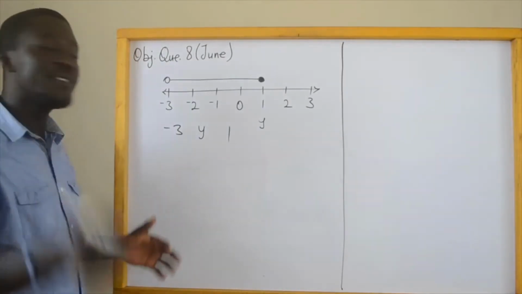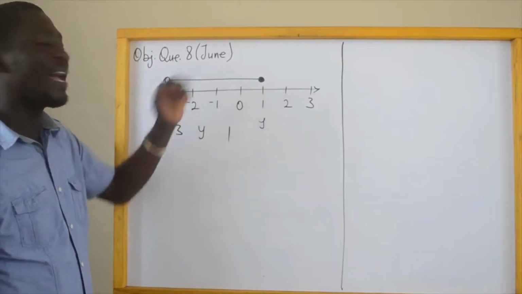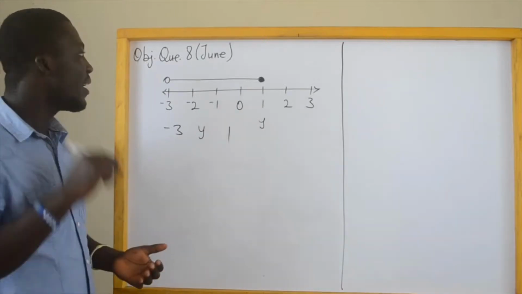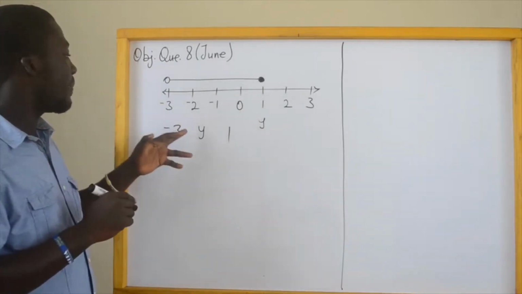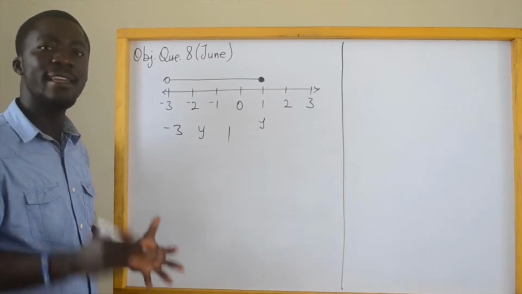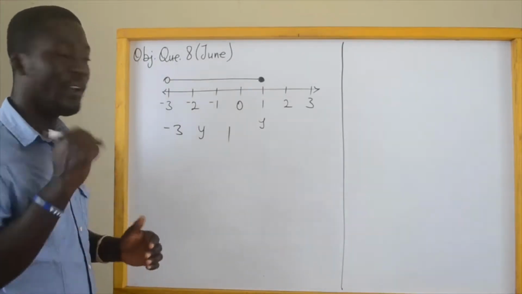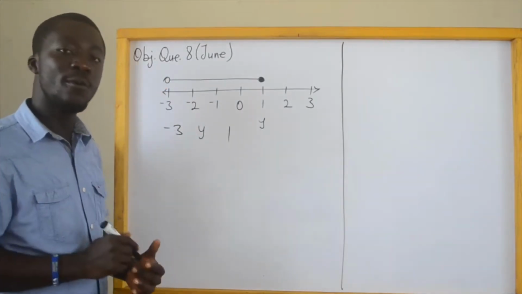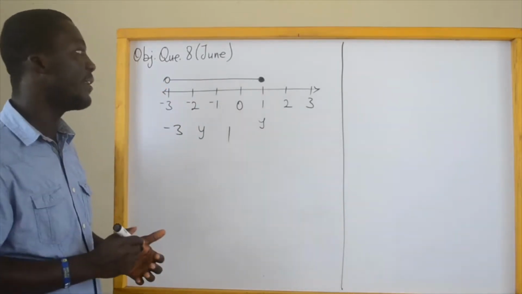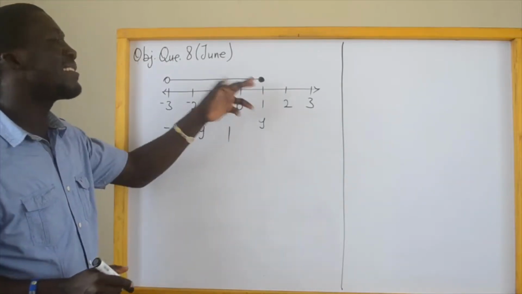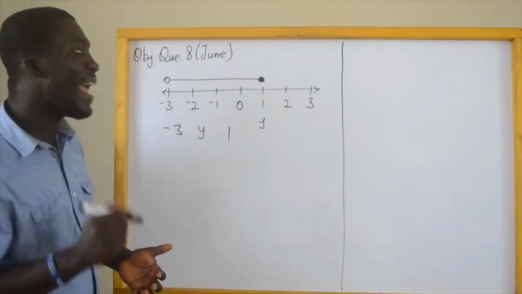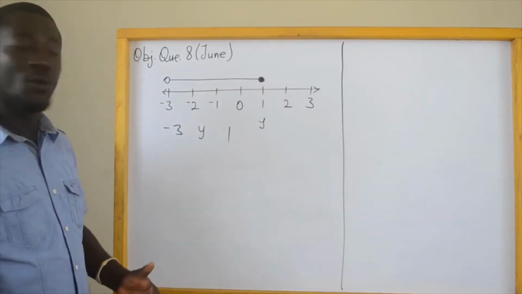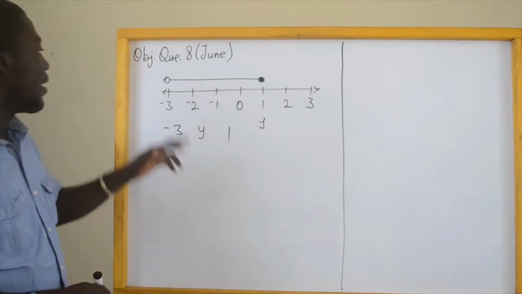Our next step, we consider the circles at the endpoints. When the circle is unshaded, the sign that is going to be used is either less than or greater than. On the other hand, when the circle is shaded, it will be less than or equal to or greater than or equal to.